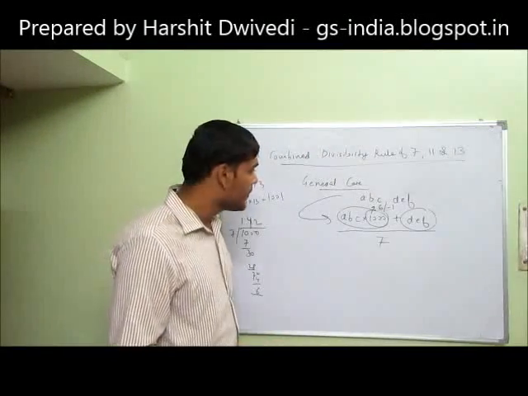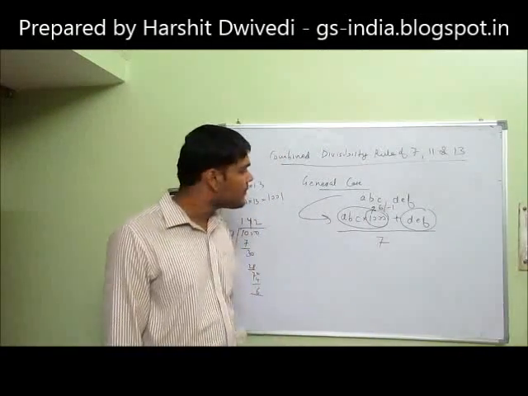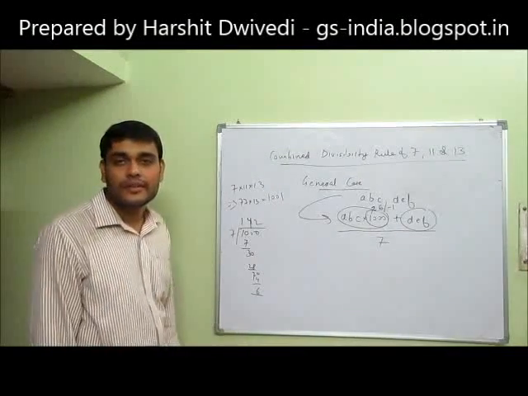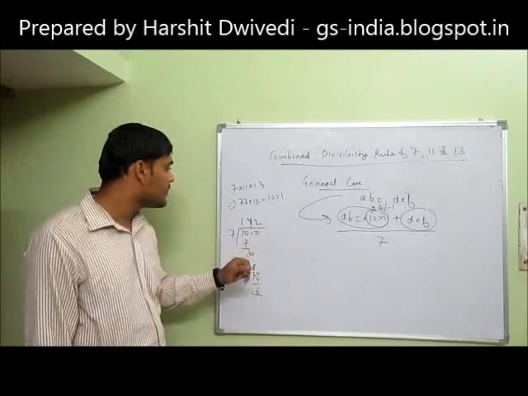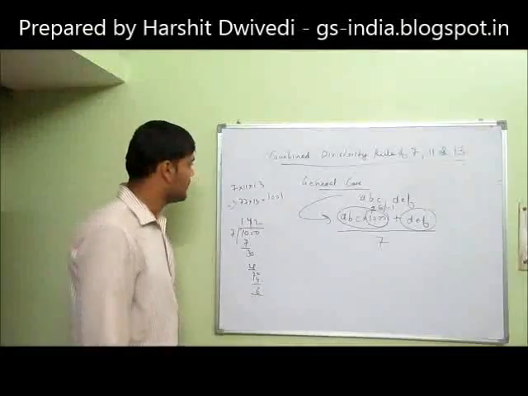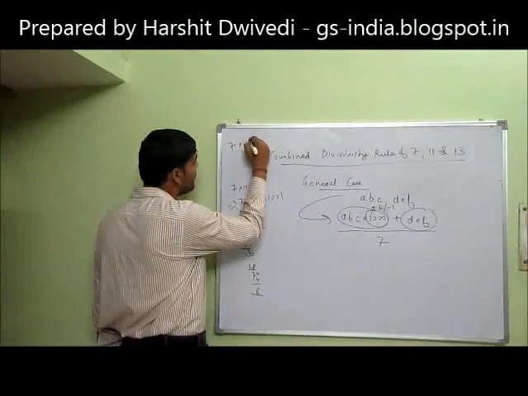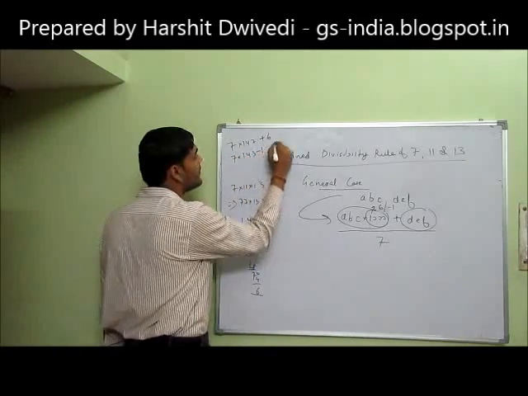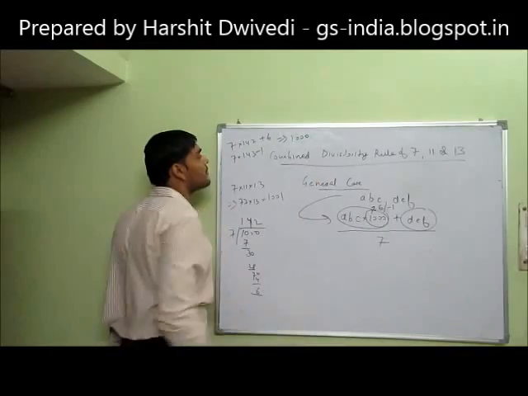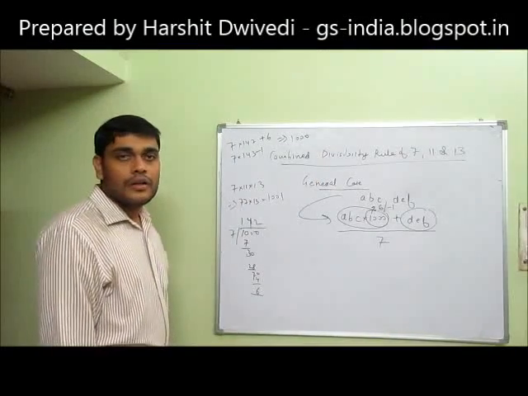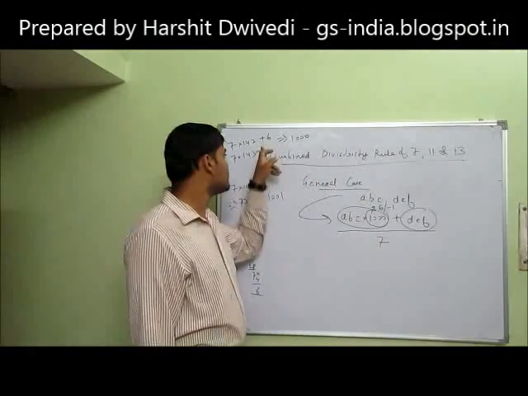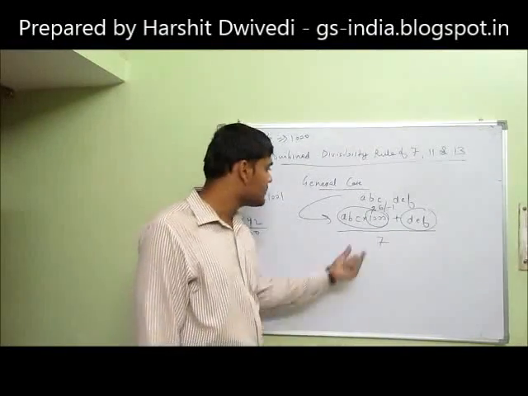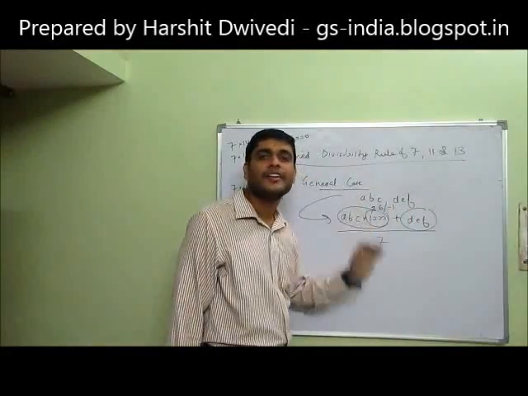Same thing. 6 is equivalent to minus 1, because I can write 1000 as 7 into 142 plus 6, and I can also write 1000 as 7 into 143 minus 1. That is 7 into 142 plus 6 and 7 into 143 minus 1. Both values are equal to 1000. So 6 is equivalent to minus 1 when dealing with remainders.